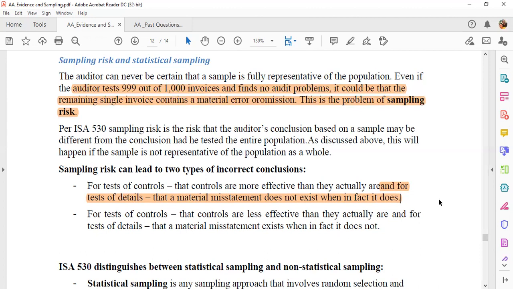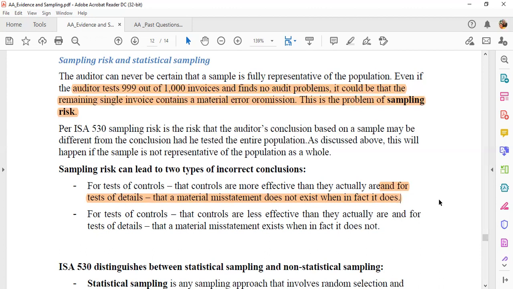Test of control is for your internal control. Test of detail is for your substantive test, where you check the items by yourself. So the auditor can conclude that the test of detail is okay. I did not find anything to be material. Mind you, there's something that is material.